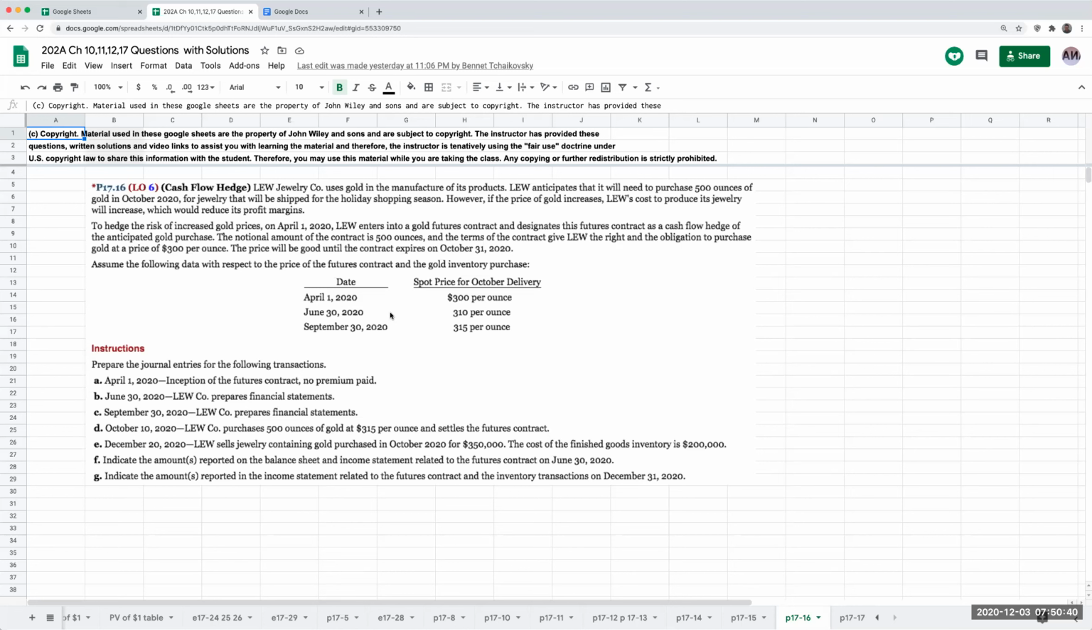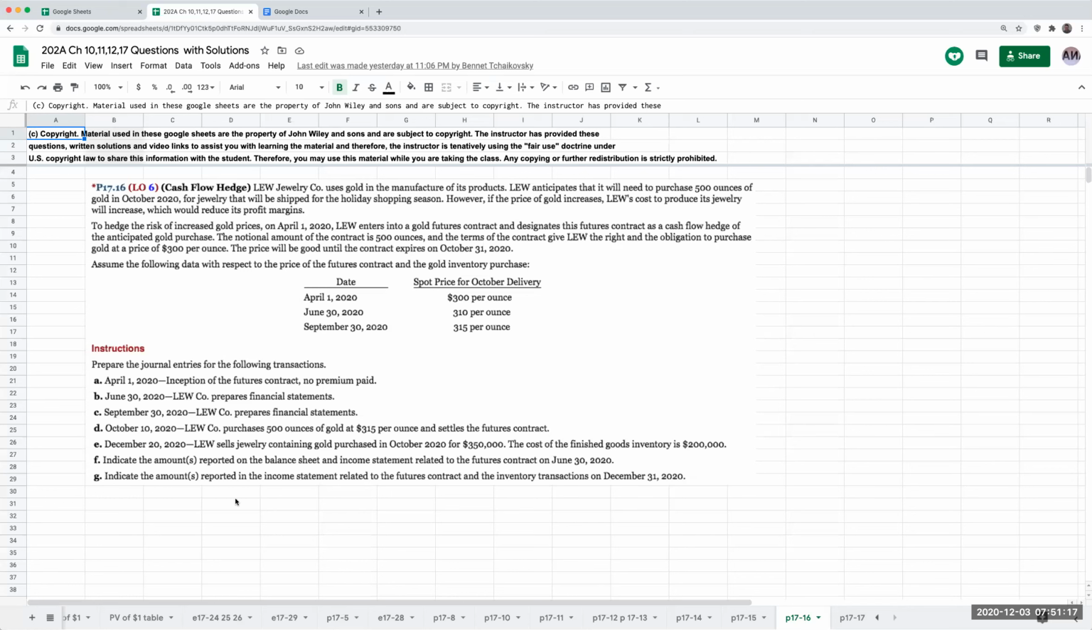So to hedge the risk of increased gold prices, on April 1st, Blue enters into a gold futures contract and designates this futures contract as a cash flow hedge of the anticipated gold purchase. The notional amount of the contract is 500 ounces, and the terms of the contract give Blue the right and obligation to purchase gold at a price of $300 per ounce. The price will be good until the contract expires on October 31st. Assume the following data with respect to the price of the futures contract and the gold inventory purchases.